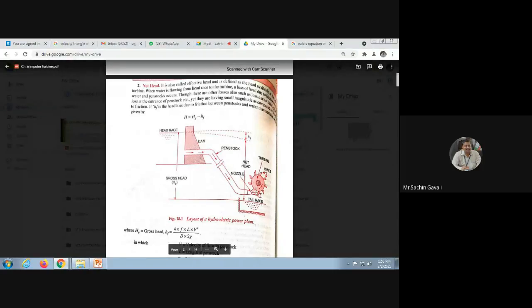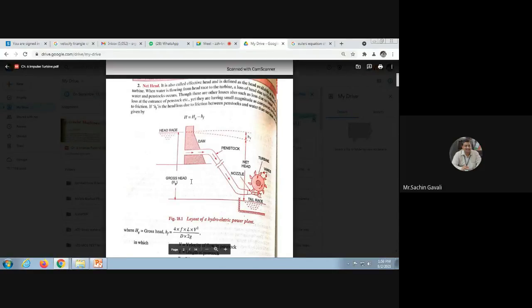The buckets will rotate, and these are connected to the runner, so the runner will rotate. But as this is a Pelton turbine, atmospheric pressure is there at the inlet and also at the outlet, so no pressure change occurs. Only the potential energy of the water is converted into kinetic energy. So this is called an impulse turbine.